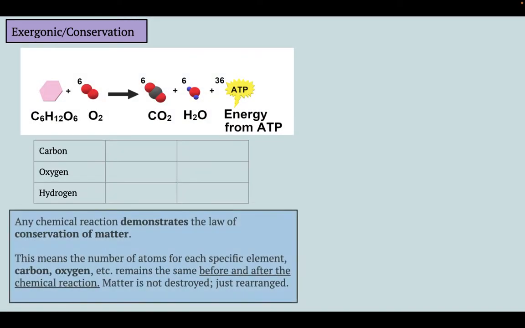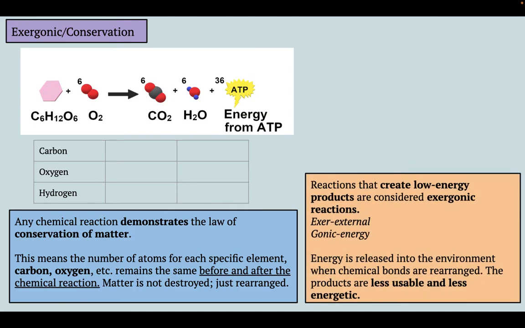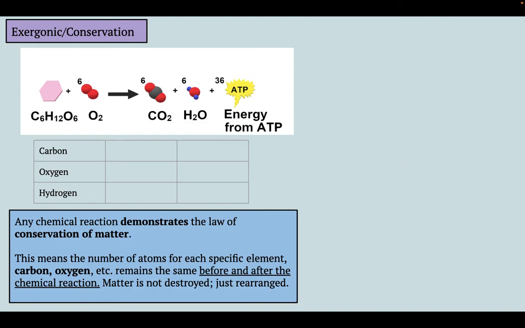So two things that we need to consider with any chemical reaction are, how does it show conservation of matter, and is it an exergonic or endergonic reaction? Any chemical reaction in any system, whether it's living or non-living, demonstrates the conservation of matter, which means that the number of atoms for each specific element, carbon, oxygen, etc., remains the same before and after the chemical reaction. Matter is not destroyed, it's just rearranged.